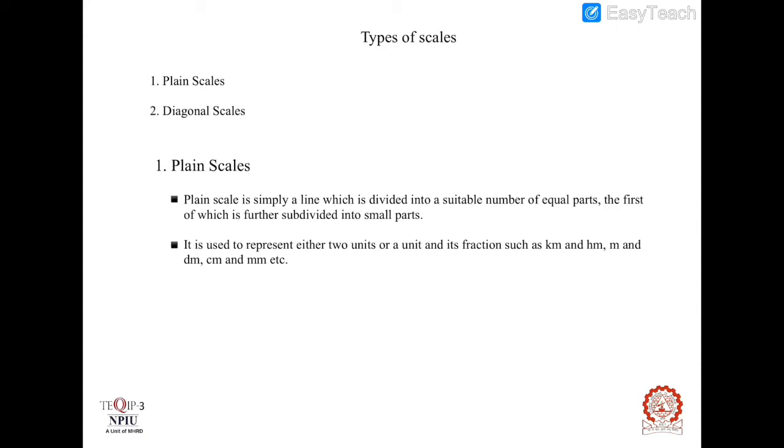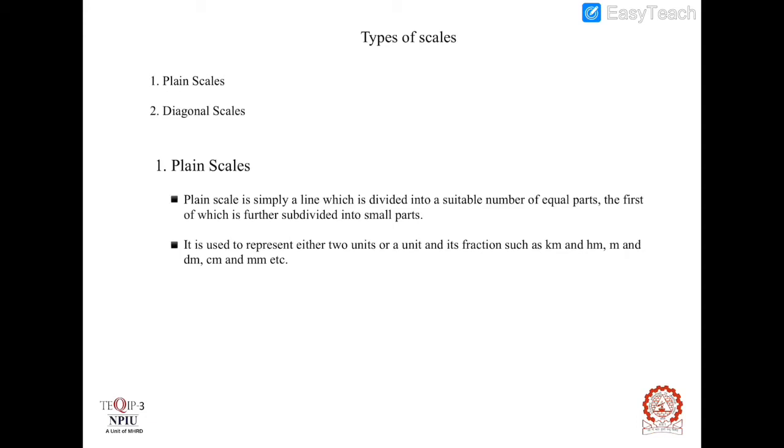Now we come to the types of scales. Mainly there are two types of scales, plane scale and diagonal scale. So firstly let's discuss plane scale in detail. Plane scale is simply a line which is divided into a suitable number of equal parts, the first part of which is further subdivided into small parts.